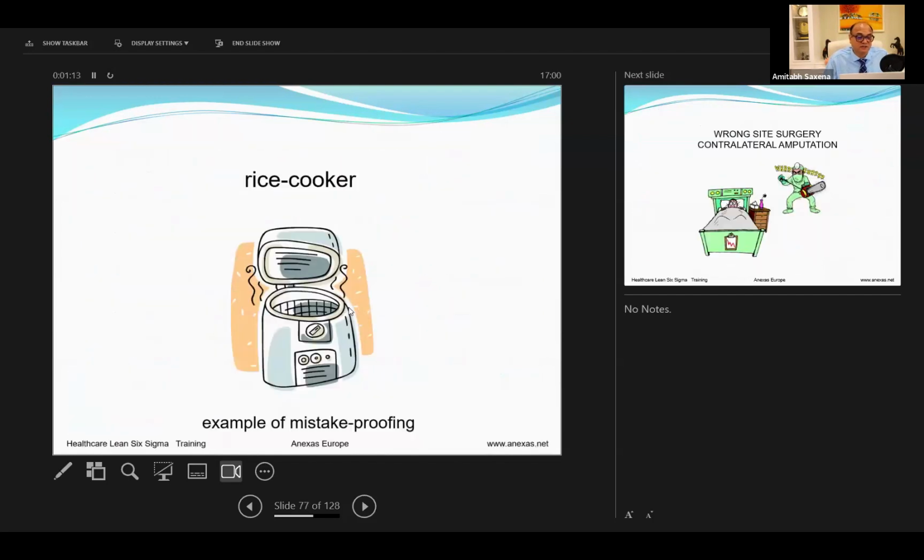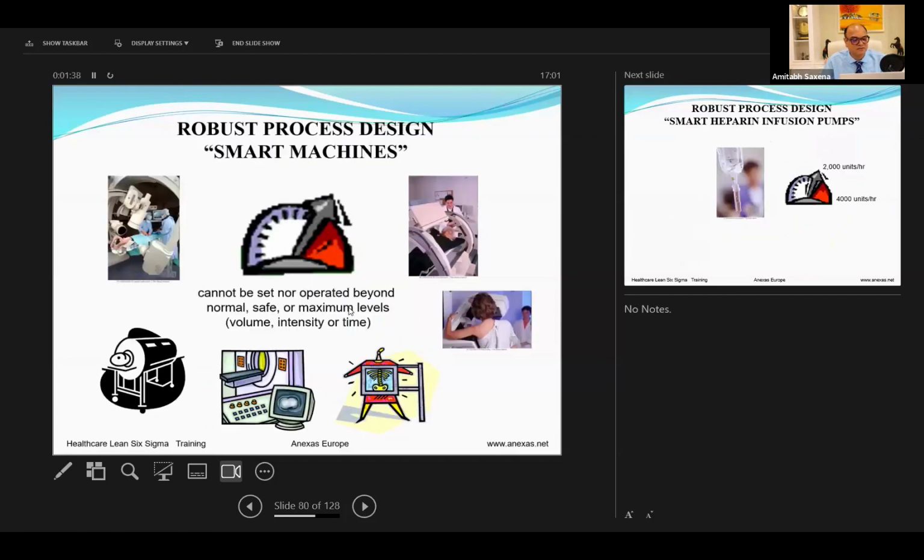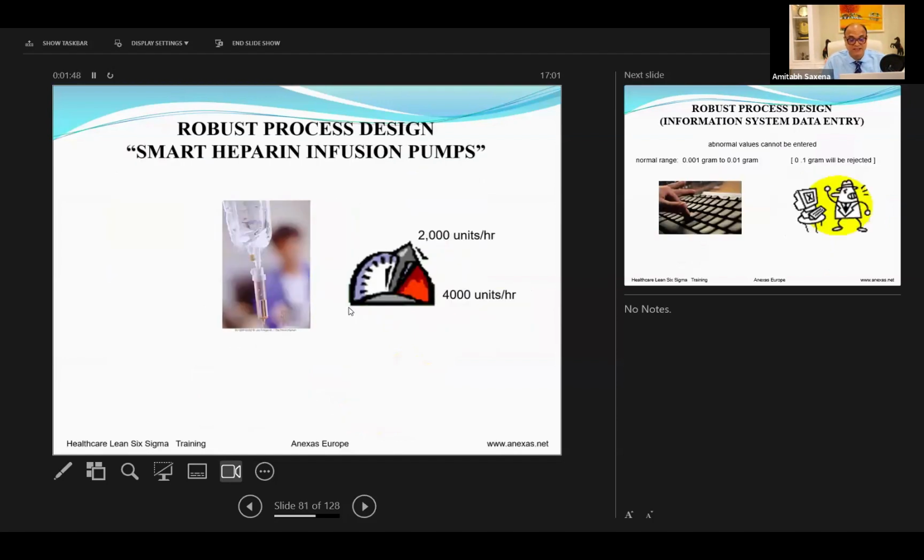Then, a rice cooker is an example of mistake proofing or POKA-YOKE. POKA-YOKE is a Japanese term which means mistake proofing, which means even by mistake, you cannot commit a mistake. Also known as foolproofing. Foolproofing means even a foolish person cannot commit a mistake. Even if you want to commit a mistake, you cannot. Let me give you some examples. The machines cannot operate beyond the normal safe or maximum levels. Even if you want to operate, they cannot.